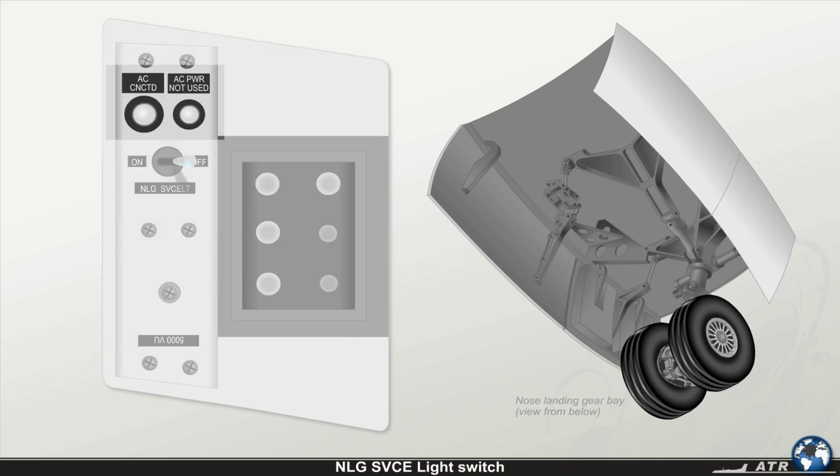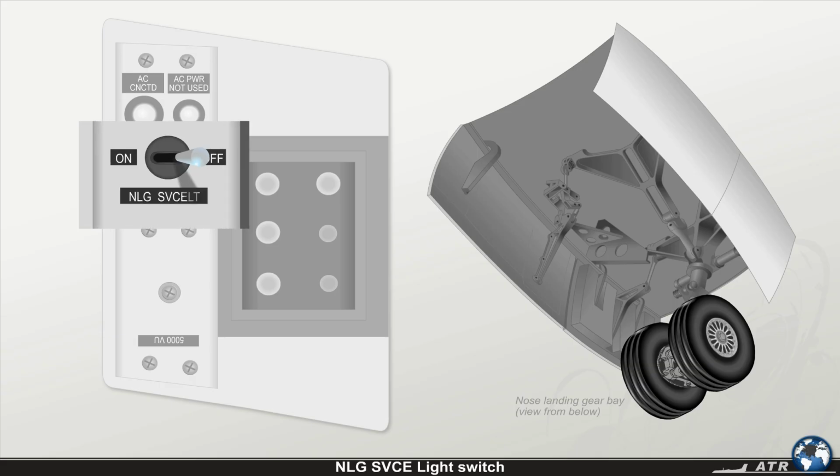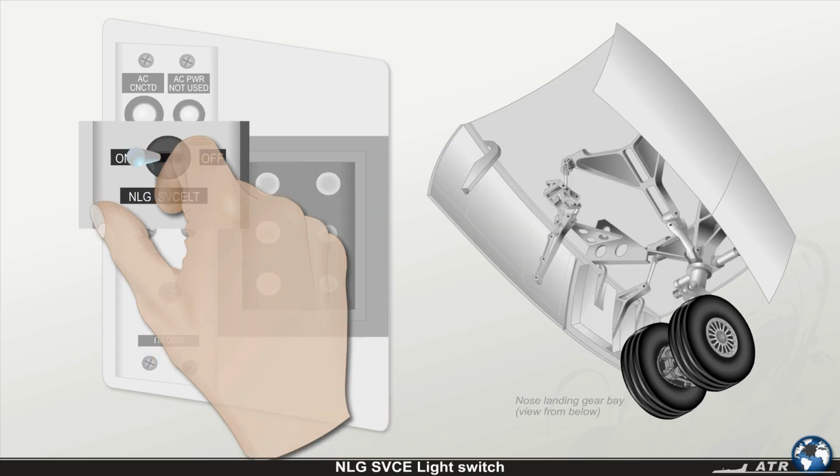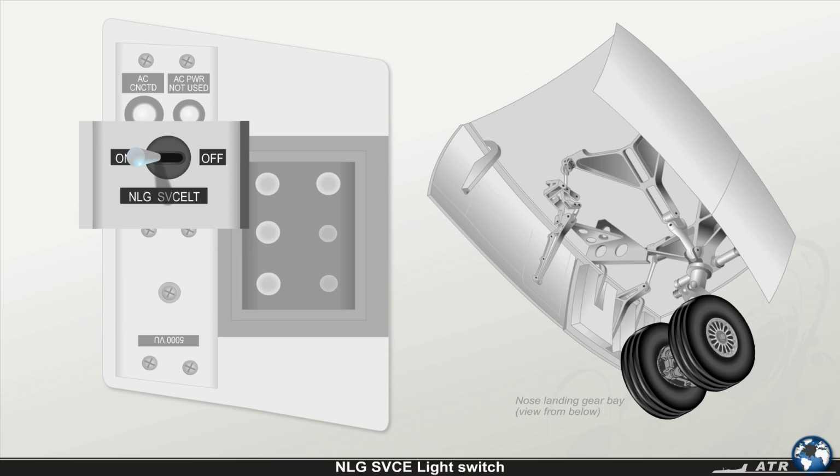Below the two indicators we looked at earlier, you'll see the nose landing gear service light toggle switch. This switch allows operation of the service light located in the nose landing gear bay.